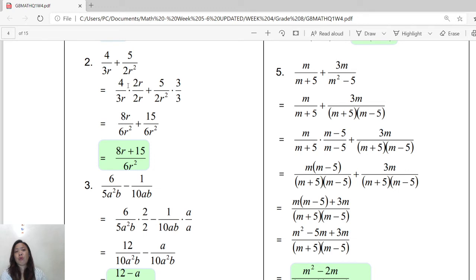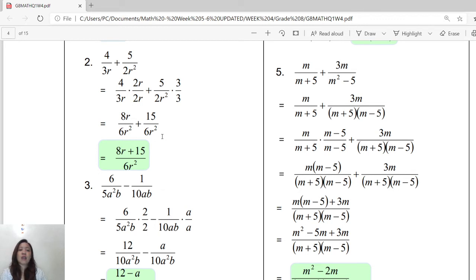It should be both numerator and denominator. Another, since you have 2r squared here, you already have r squared there, so you don't need r. You only need to make the 2 into 6, to make it 6r squared. So we only need 3. We only need to multiply by 3, both numerator and denominator. So 3 times 2r squared is already 6r squared. 3 times 5 is 15. While here, 2 times 4 is 8 times r.